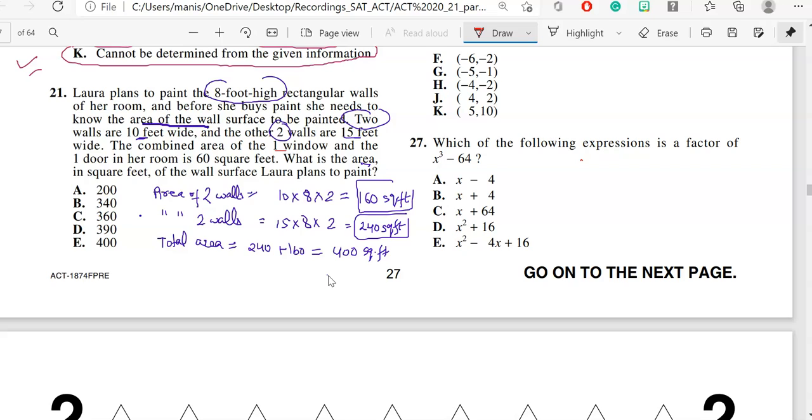Next, what they are saying in this question is there is one window and one door in the room, and the total area of this is 60 square feet. This means, let's take an example. If this is a room in two-dimensional space, and this is a door and this is a window, you are not painting them. These are excluded. So you need to subtract the area from this total one. So I will subtract 60, because they give me 60 over here. So my remaining area to be painted is 340. Do I have any answer choice? Yes, I do have an answer choice B. This is the correct answer for this question.